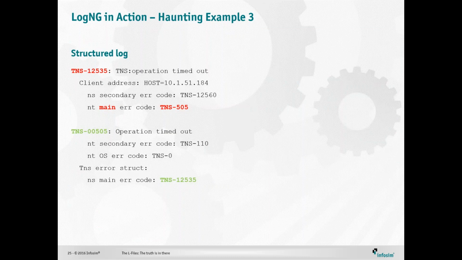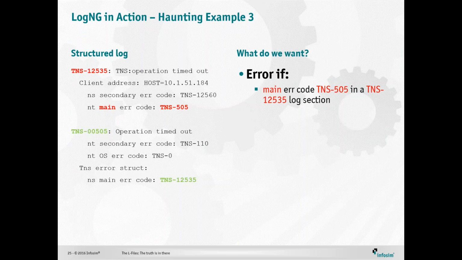Okay, I think we are all ready now to take a look at example 3, the structured log. So actually, before we tackle a log file issue, we always have to ask ourselves, what exactly do we want? We want an error if the main error code TNS 505 is in a TNS 12535 log section, like here in the red.